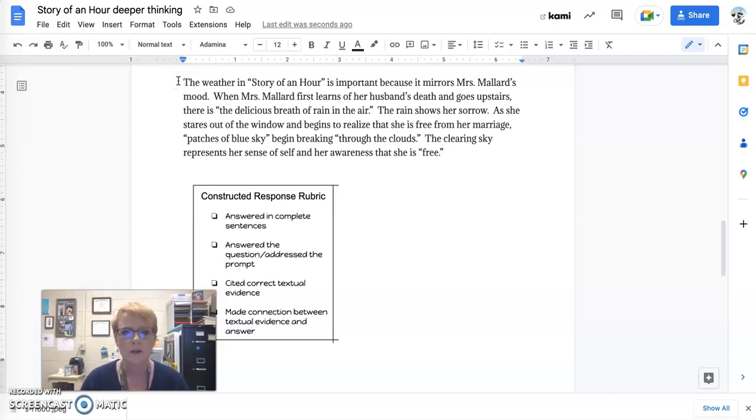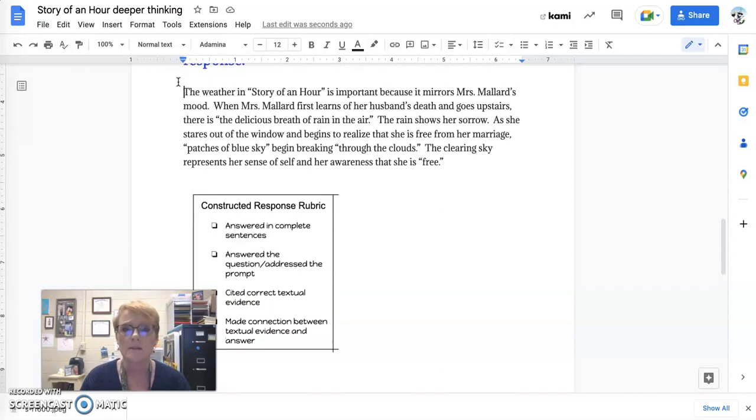The weather in Story of an Hour is important because it mirrors Mrs. Mallard's mood. When Mrs. Mallard first learns of her husband's death and goes upstairs, there is "the delicious breath of rain in the air." The rain shows her sorrow. As she stares out of the window and begins to realize that she is free from her marriage, "patches of blue sky begin breaking through the clouds." The clearing sky represents her sense of self and her awareness that she is free.